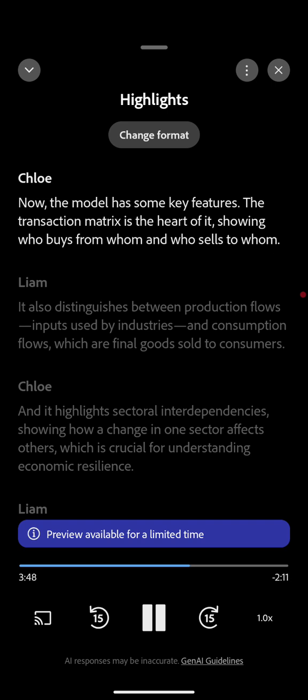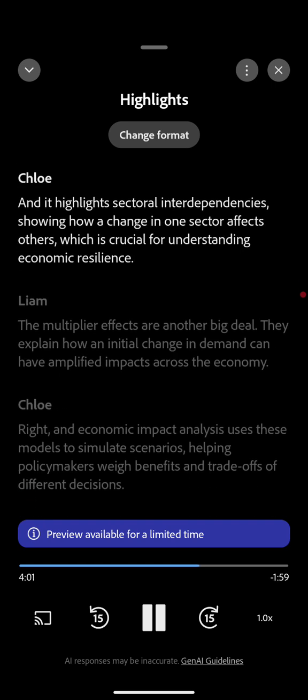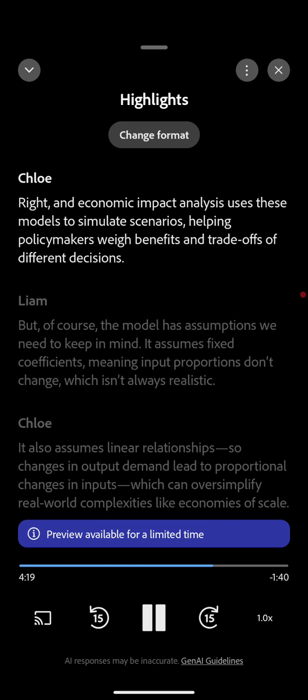Now, the model has some key features. The transaction matrix is the heart of it, showing who buys from whom and who sells to whom. It also distinguishes between production flows, inputs used by industries, and consumption flows, which are final goods sold to consumers. And it highlights sectoral interdependencies, showing how a change in one sector affects others, which is crucial for understanding economic resilience. The multiplier effects are another big deal. They explain how an initial change in demand can have amplified impacts across the economy. Right, and economic impact analysis uses these models to simulate scenarios, helping policymakers weigh benefits and trade-offs of different decisions.